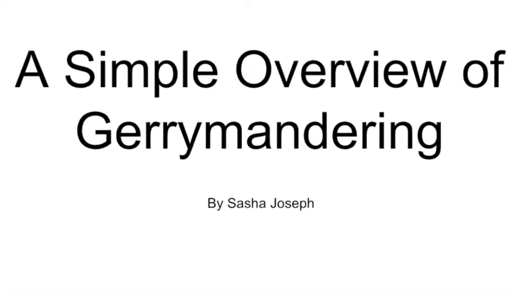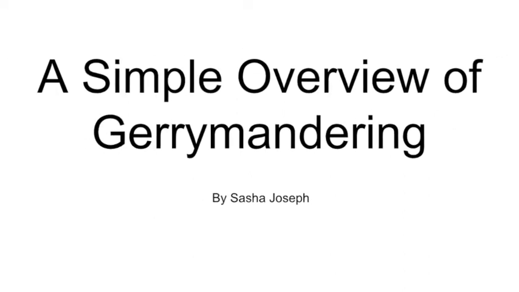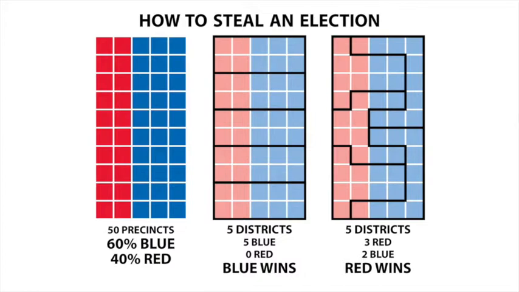I'm Sasha Joseph, and this is a simple overview of gerrymandering. Gerrymandering is a process where the parties in charge of the states can draw their local boundaries to be more advantageous for themselves. It allows political parties with some power in the region to either control all of it for themselves or completely shut out the other party.